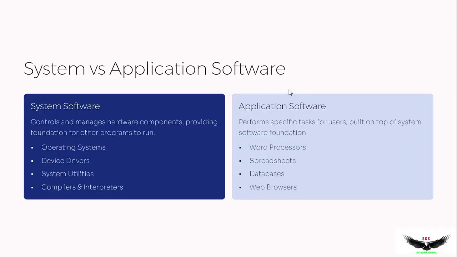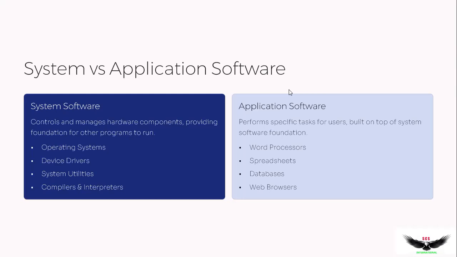Let's talk about system software and application software. System software, as I said before, controls and manages hardware components, providing a foundation for other programs to run. So without system software, other programs can't run. We have operating systems, device drivers, and system utilities. Don't forget compilers and interpreters as part of system software.